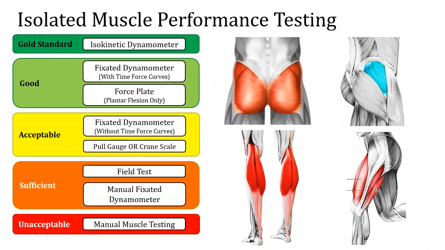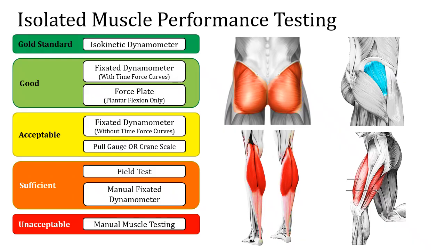Acceptable would be your fixated dynamometer without a time force curve. Again, it doesn't give you rate of torque development. It does give you the peak force. You could also use a pull gauge and or crane scale. For your sufficient category, you're looking at field tests such as a knee extension and or flexion machine that you would find at your commercial gym. Again, these are surrogate measures that are sufficient if you have nothing else.